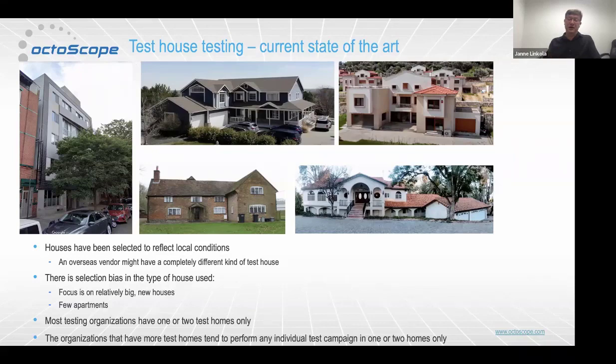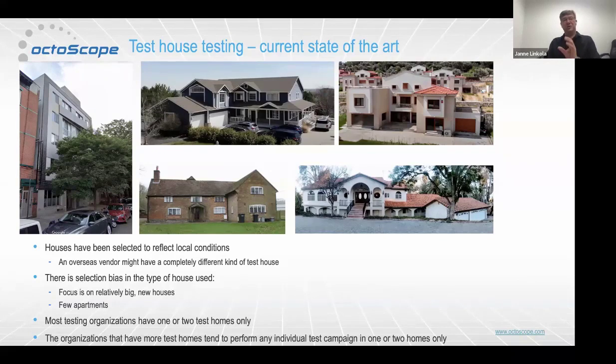The other problem is that most testing organizations really only have one or two test houses. They don't really necessarily have the business to sustain more. Now, some testing organizations have many houses. We know of companies that run even a dozen.